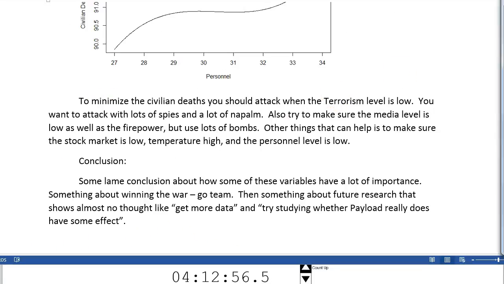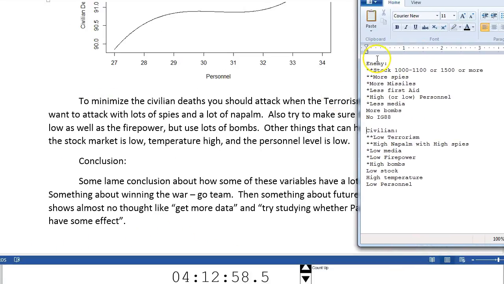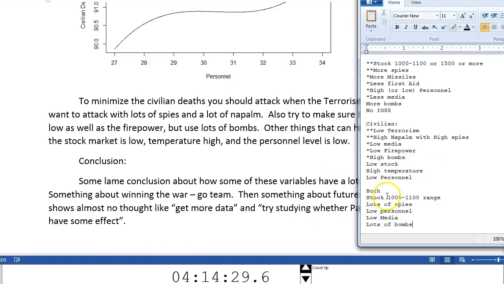Now, here's a thought that I've had. I went through how to maximize enemy and how to minimize civilian, but some of these use the same thing. Here's stock and stock, spies and spies. So what if I wanted to do both at the same time? You'll notice that the rubric for this doesn't actually ask you to do that. If this is a hard step, you're not required to do it. And it looks like I lucked out. For the most part, I don't have contradictions.